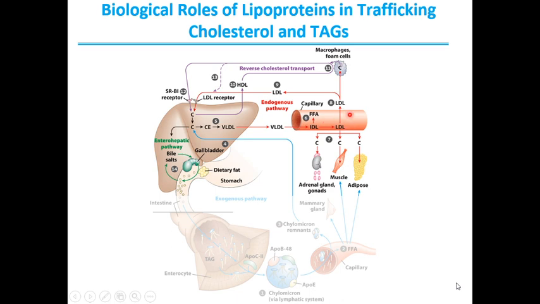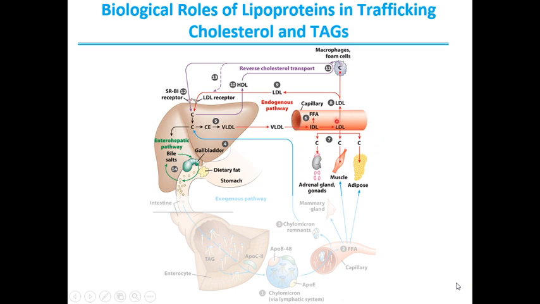LDL is rich in cholesterol and cholesterol esters, and it also has ApoB100 as the major apolipoprotein attached to it. LDL carries cholesterol to extrahepatic tissues such as muscle and adipose tissues. Remember, VLDL carries triacylglycerols and transports them to various tissues, whereas LDL carries cholesterol to various tissues.